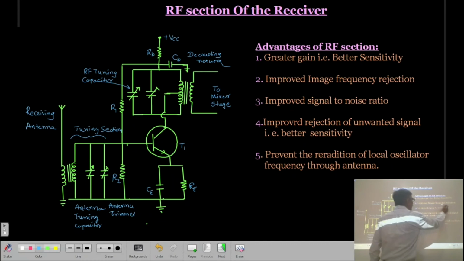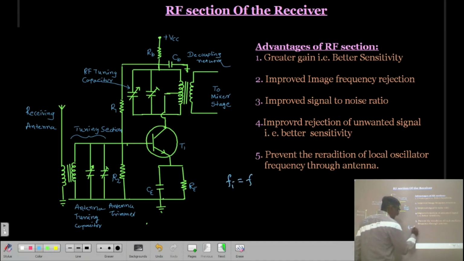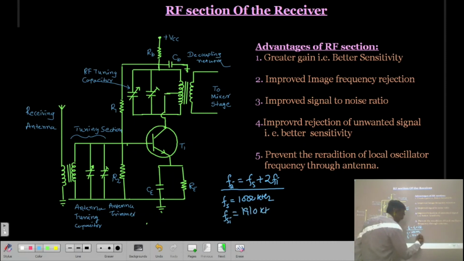Second one, improved image frequency rejection. Remember, we have discussed the image frequency. The image frequency fsi is given by fs plus 2fi. Here, if my fs is 1000 kilohertz, then the image frequency is 1910 kilohertz.